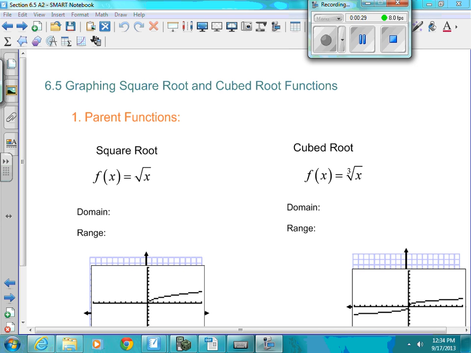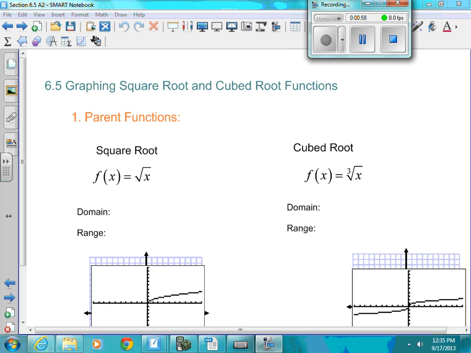Okay, parent functions. Parent functions are both the square root and cube root functions. Square root function is f of x equals square root of x. Remember, f of x is really just y. That's function notation. So y equals the square root of x, and y equals the cube root of x. Those are the parent functions. They're the most basic. Remember, that's what a parent function is. It's the simplest form of a type of function that lets it remain that type of function.